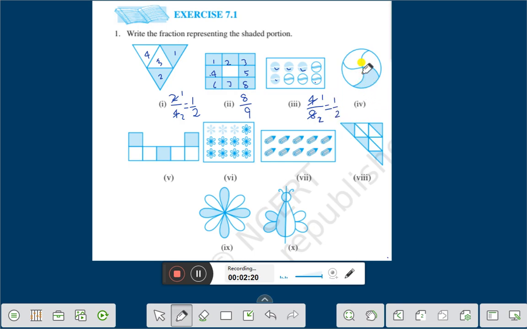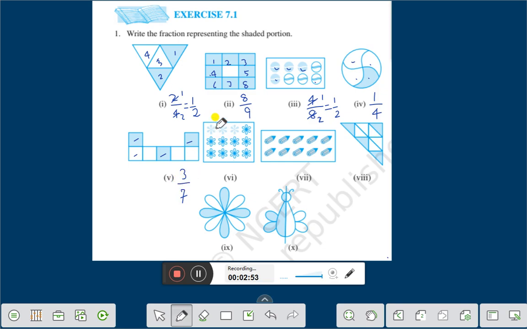Here in this case also you see 1 is the shaded part, and how many parts are there? 1, 2, 3, 4. 4 total parts, that is 1 by 4. Now here you see 3 parts are shaded. Therefore it will be 3 by how many total parts? 1, 2, 3, 4, 5, 6, 7. The fraction will be 3 by 7.